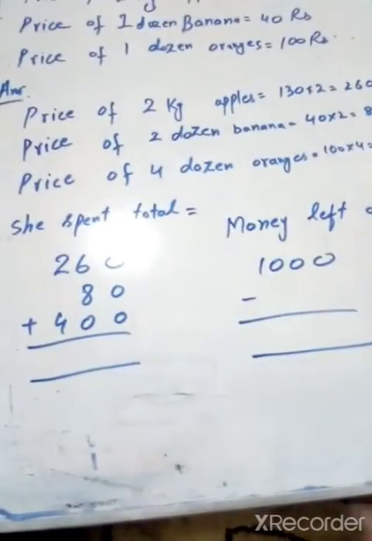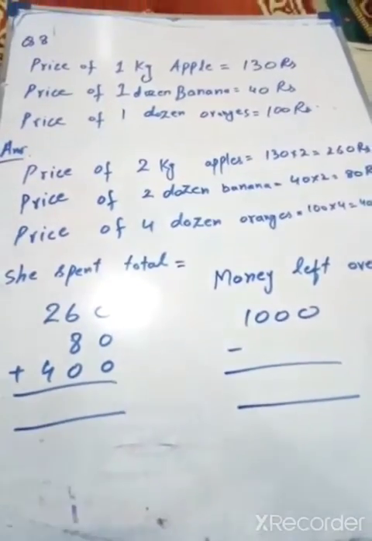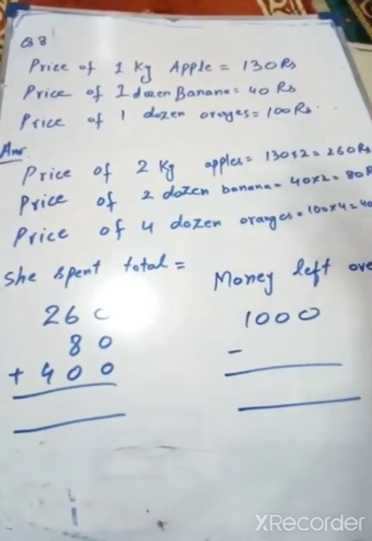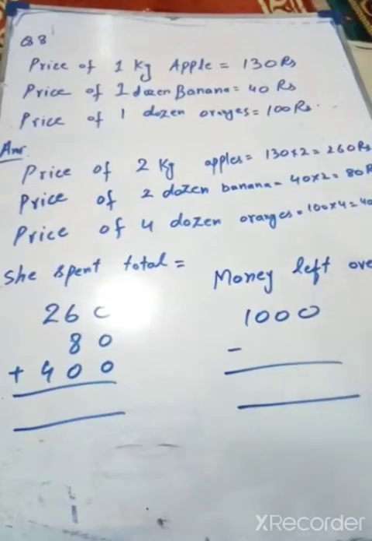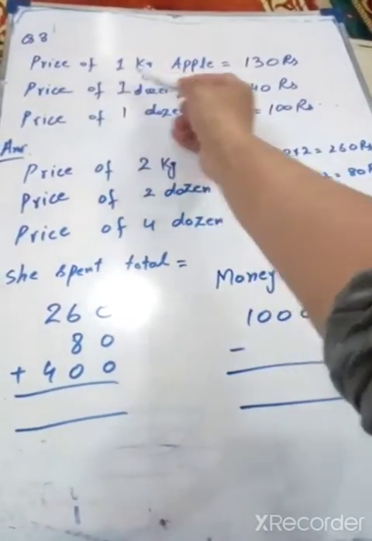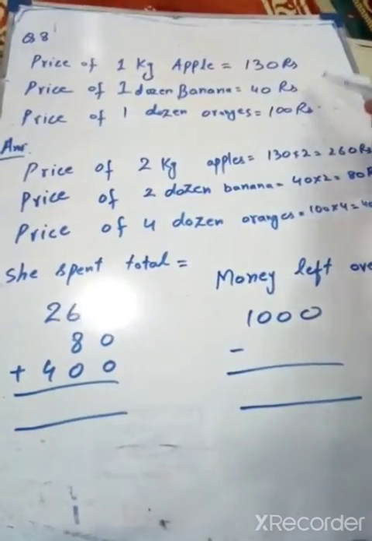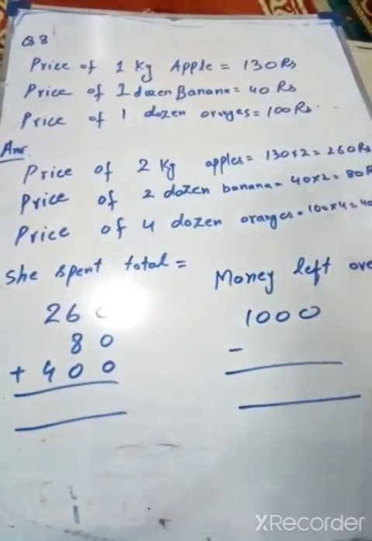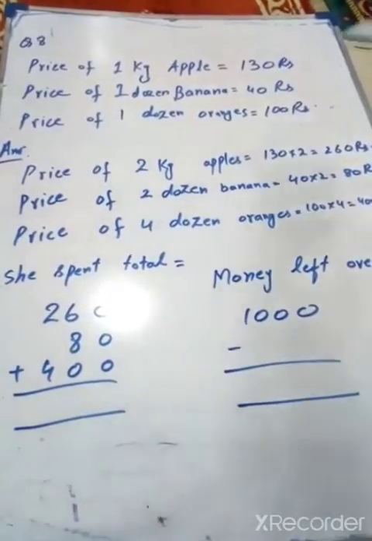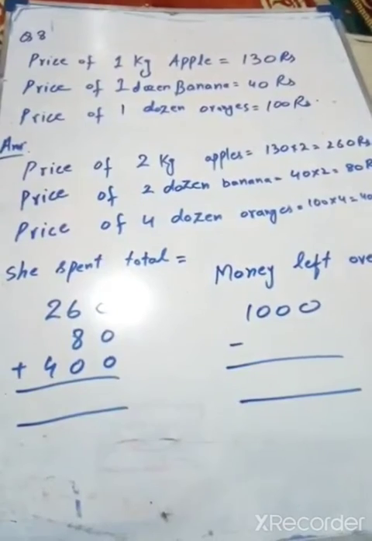So how do you have to solve it on loose sheets? Look here on the board. Write question number 8 on the top, and after writing the question, first you have to write the data which is mentioned in the book as a table. Mention that data here. Price of 1 kg apple is 130 rupees. Price of 1 dozen bananas is 40 rupees. Price of 1 dozen oranges is 100 rupees. Now let's start writing the answer.